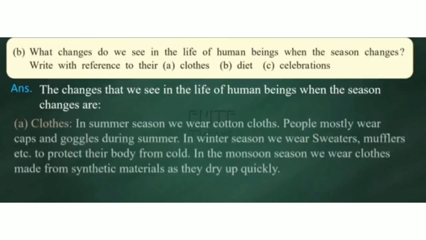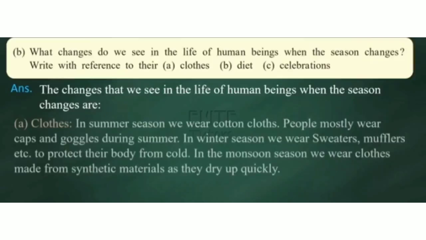Now coming towards the next part, what changes do we see in the life of human beings when the season changes? What are the changes you make according to the seasons? Okay, write the reference to that. In respect to clothes, what changes happen in respect to clothes, in respect of diet, and in respect of celebration. Okay, so I'll discuss one season, बाकी के remaining 2 seasons it would be a homework. So talking about clothes in summer, okay, in summer season we wear cotton clothes, right? People mostly wear caps and goggles during summer.